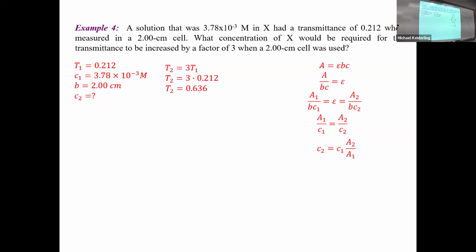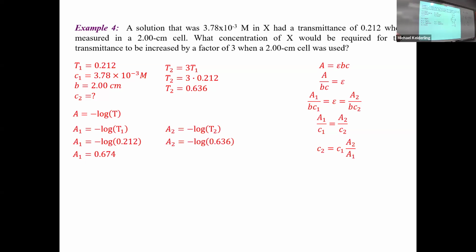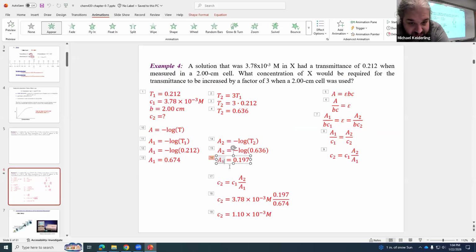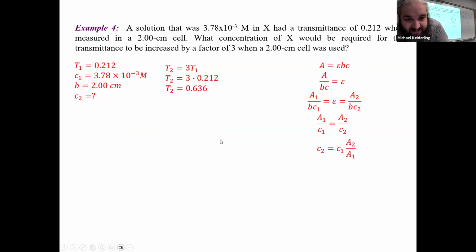Well, we have the transmittances, so now we need to turn them into absorbances. Absorbance is minus log of T. So absorbance 1 is going to be minus log of T1. So minus log of 0.212 gives you 0.674, and minus log of 0.636 gives you 0.197. And that's a typo. I mean, it's an obvious typo, but I should fix it.